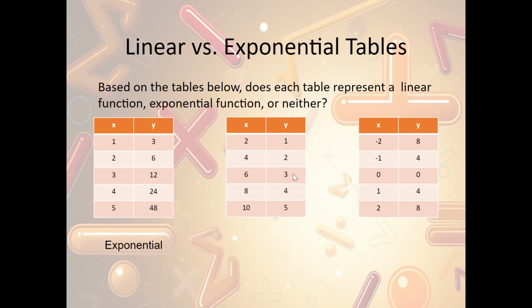Then we have 1, 2, 3, 4, 5. Well, 1 plus 1 is 2, plus 1 is 3, plus 1 is 4, plus 1 is 5. So they're both consistent, they're both addition, therefore it's got to be linear. Now this one says -2, -1, 0, 1, 2. So again, we're adding by 1 each time, so it could be either linear or exponential at this point. Then we go 8, 4, 0, 4, 8. So here we subtracted 4, then we added 4, added 4. So it's not a consistent pattern, so therefore it's neither linear nor exponential.